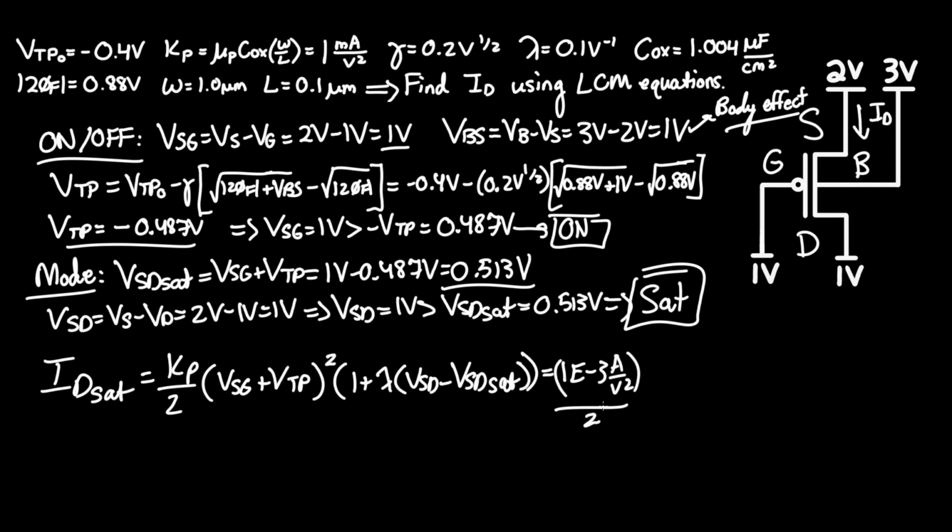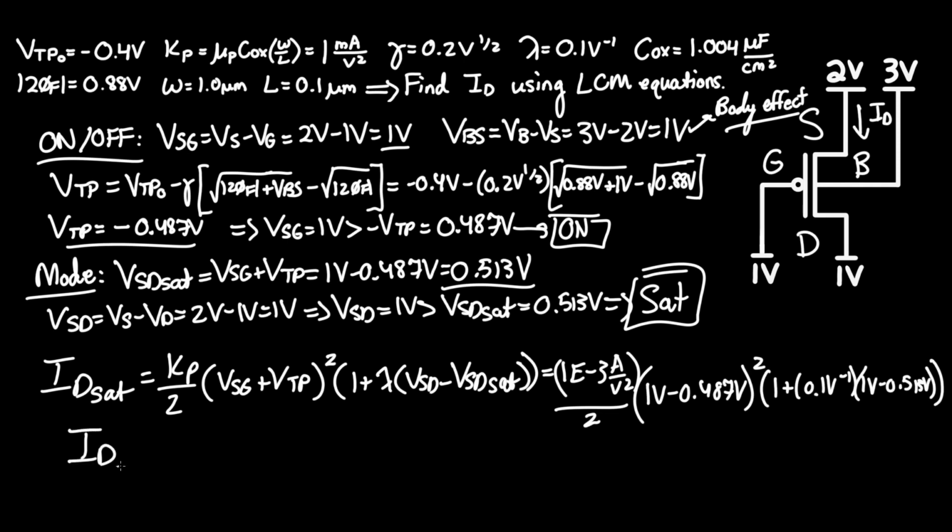Divide by 2, don't forget to do that, times 1 volt minus 0.487 volts squared times 1 plus 0.1 volt to the negative 1 times 1 volt minus 0.513 volts, closing the parentheses twice. And finally, after putting that in the calculator, you get an ID sat equal to 138 microamps.